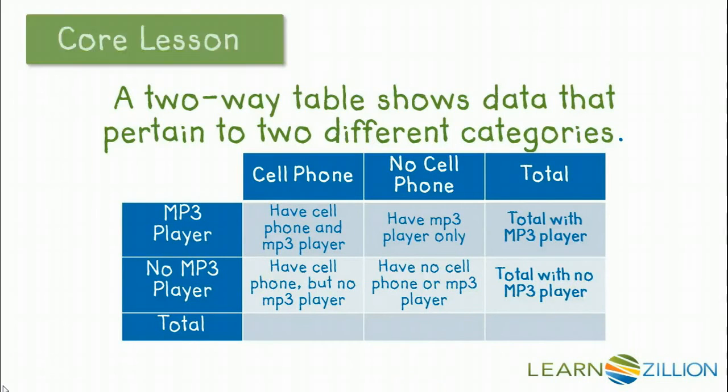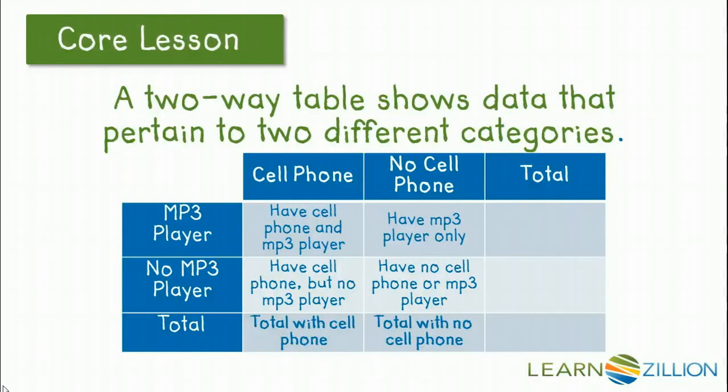We can total the numbers going across. In the first row, we would end up with the total number of people who have an MP3 player, and on the second row, we would end up with the total number of people that do not have an MP3 player. We could also total the columns. The first column would be the total of people with a cell phone, while the second column would be the total of people with no cell phone.